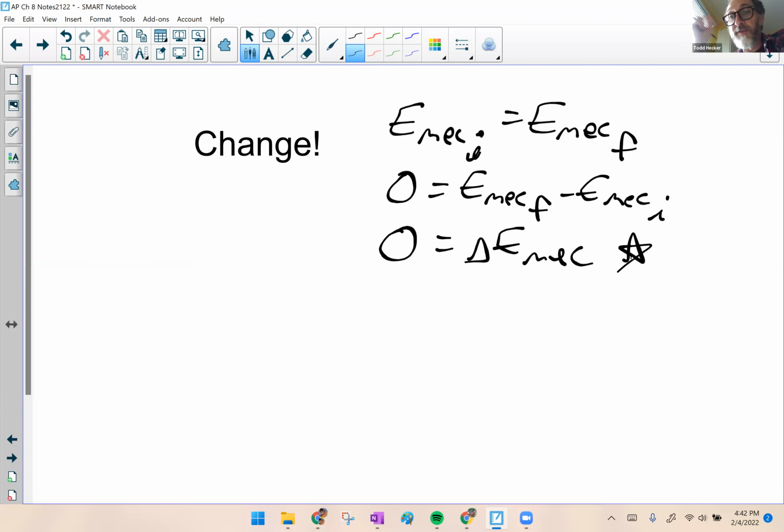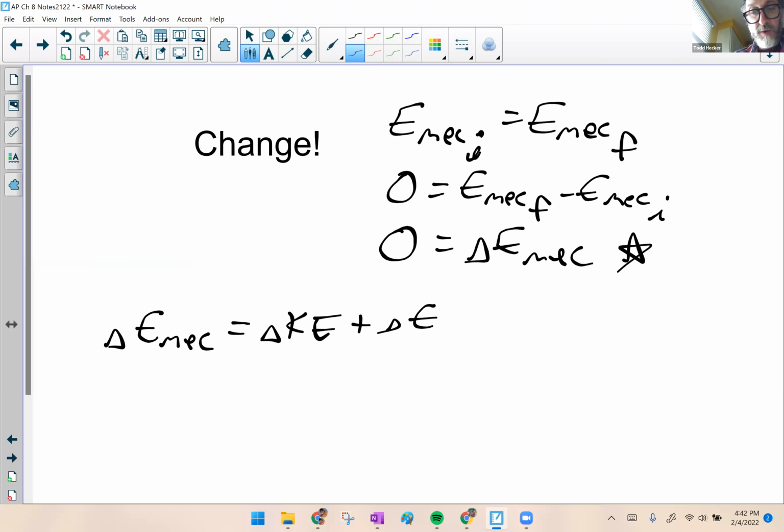This is going to provide us a super secret ninja shortcut on how to solve these problems. It is often easier to figure out how much your energy changes. So what do we mean when we say change in mechanical energy? Change in mechanical energy is just your change in kinetic energy plus your change in potential energy, whether it's elastic or gravitational; we'll list them out separately.